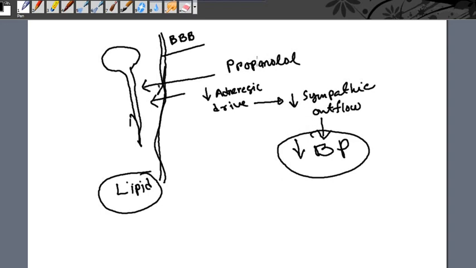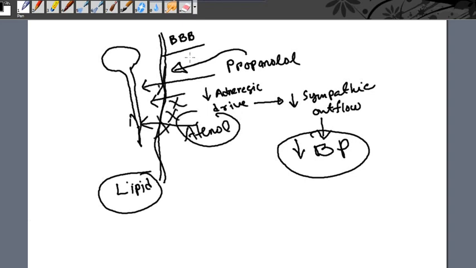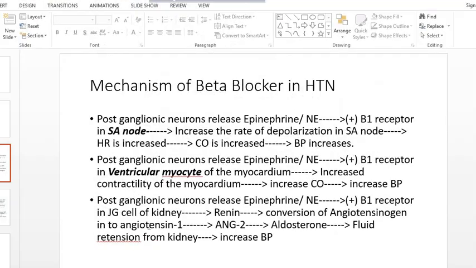But you can only tell this mechanism if in the exam they say that a lipid soluble beta blocker like propranolol is given, then you can tell this antihypertensive action. But if a water soluble beta blocker like atenolol is given, you cannot give this mechanism for atenolol, right? Because atenolol actually cannot cross this blood-brain barrier. Only propranolol can cross this blood-brain barrier. So we can go into the slide, right?